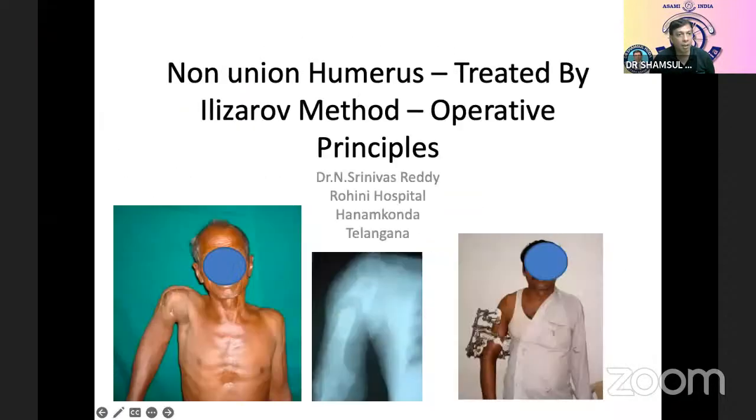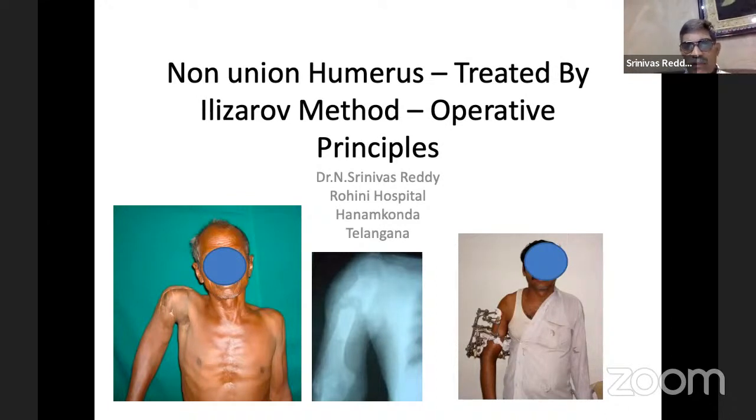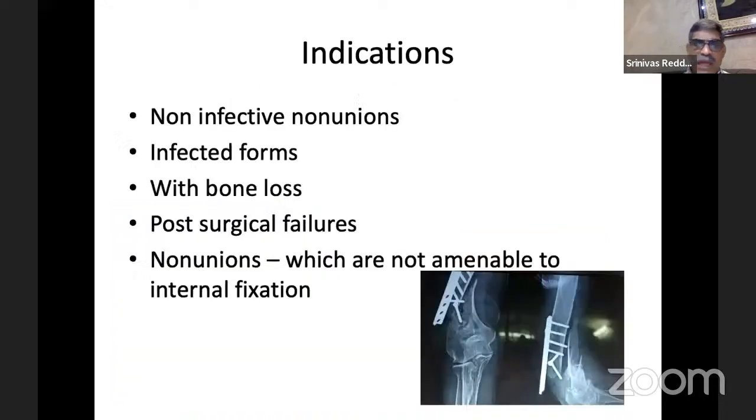Perfect, sir. Okay, this non-union, after having a thorough knowledge about the safe zones, and because the basic principles of wire passing remain the same, not much different. After that, the operative principles and what are the indications in non-unions. Any non-union where we can't go for internal fixation, where the surgeon is not confident of internal fixation, is an indication for Ilizarov, non-union humerus by the Ilizarov method.